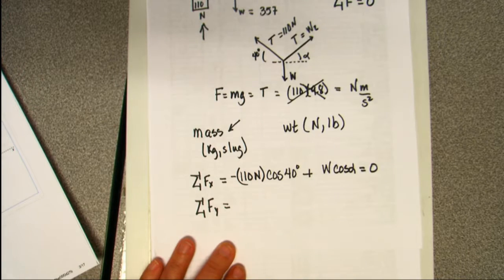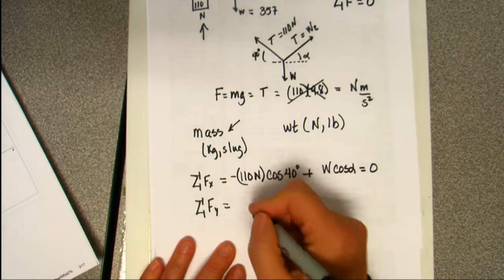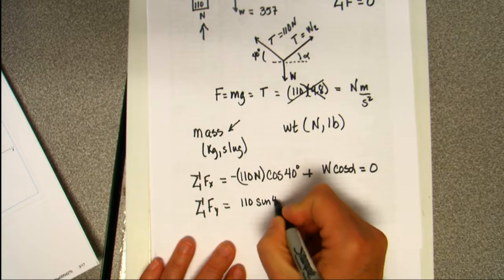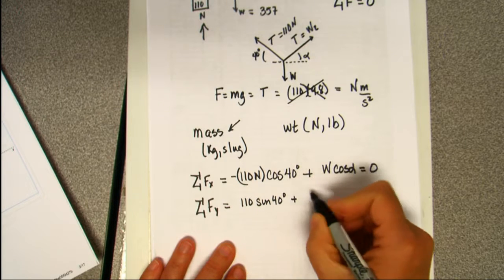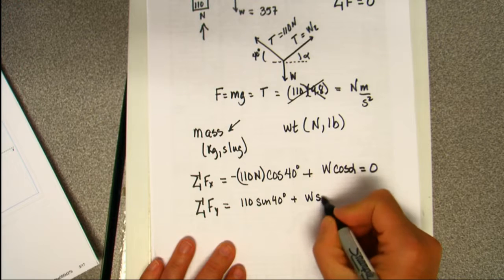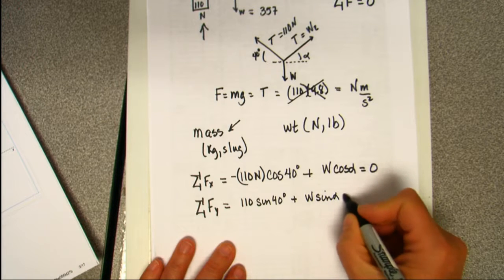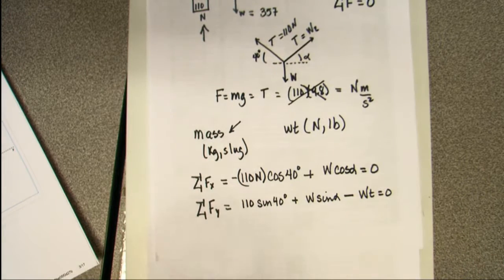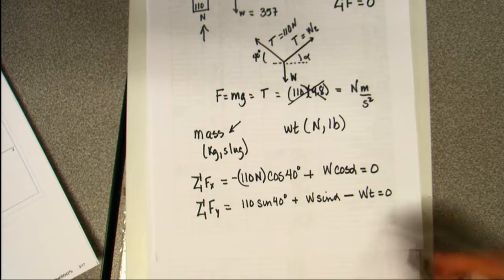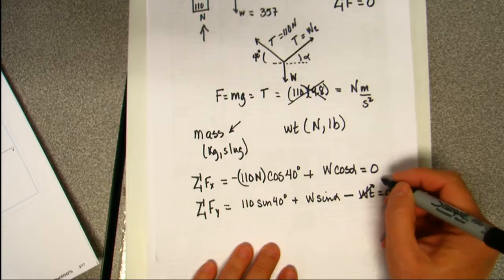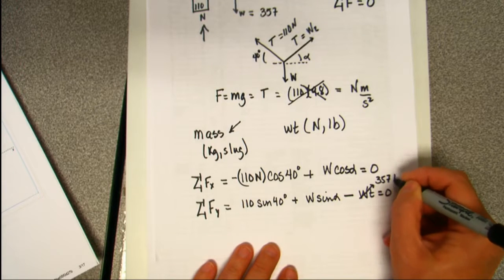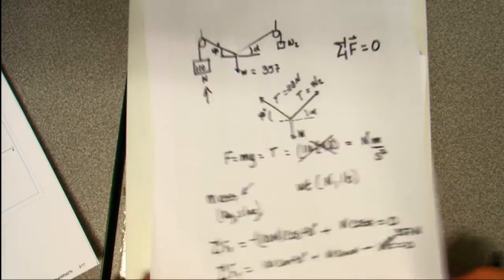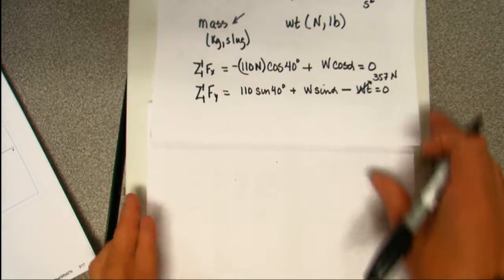Sum of the forces in the y direction is going to be my 110 sine of 40 degrees plus weight sine of alpha minus the weight of the leg has got to equal 0. And in this case, this was given to us as 357 newtons. So now I have two equations, two unknowns.